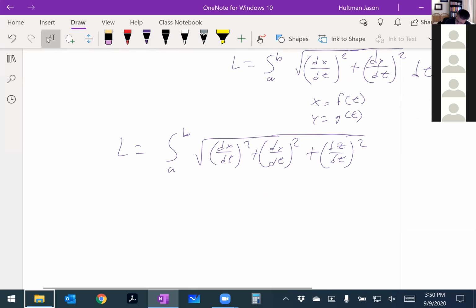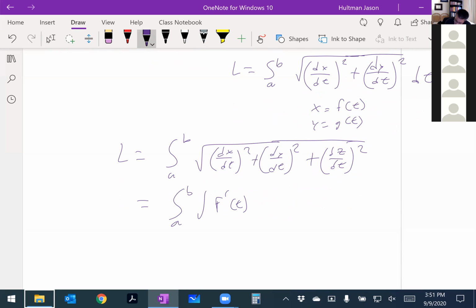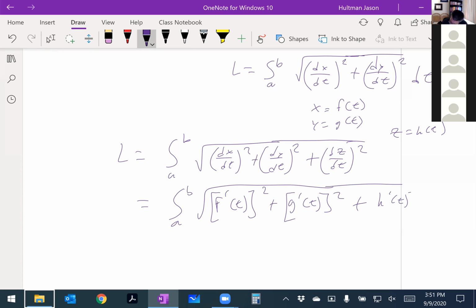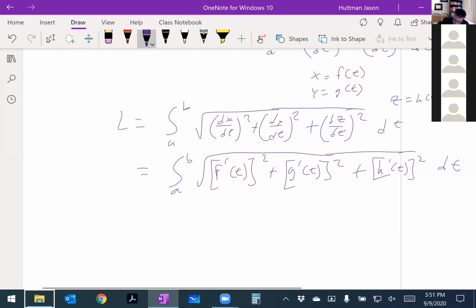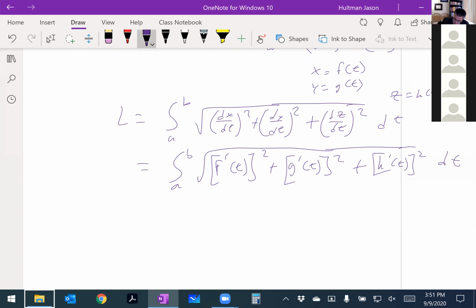We can rewrite this as the square root of f prime of t squared plus g prime of t squared plus h prime of t squared, dt. We'll let z equal h of t, where x is f of t, y is g of t, and z is h of t.